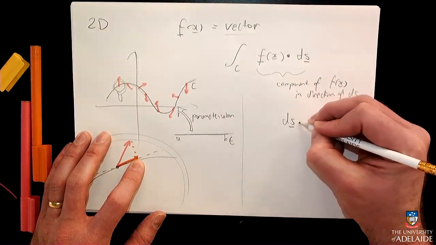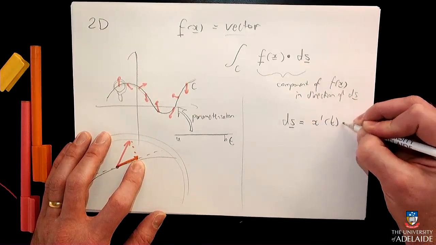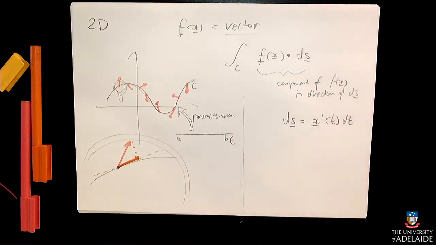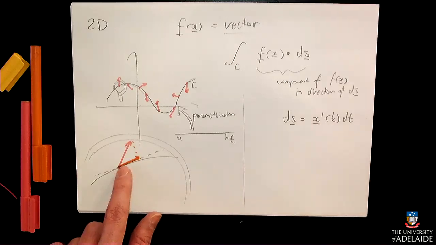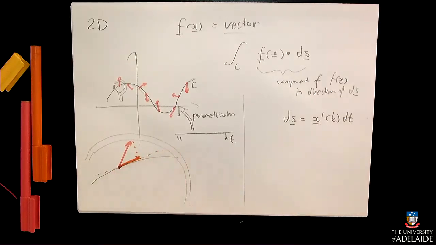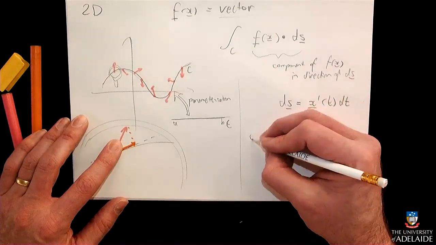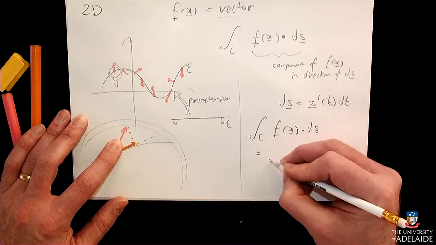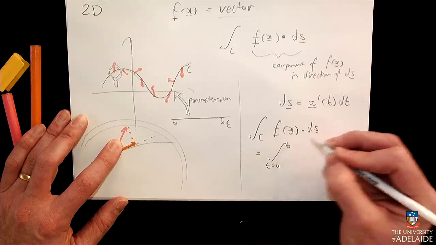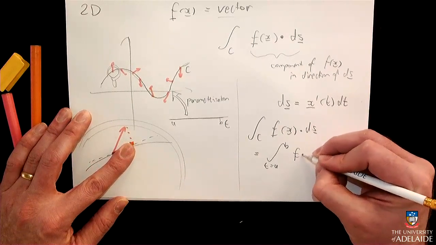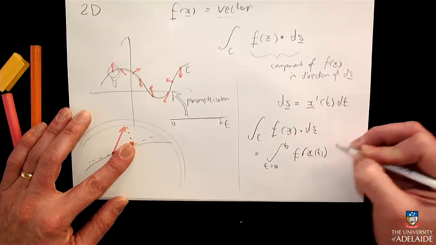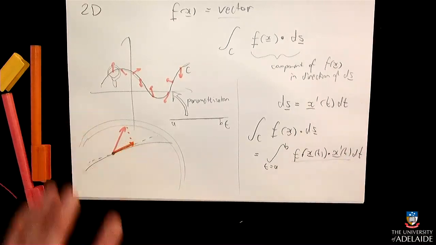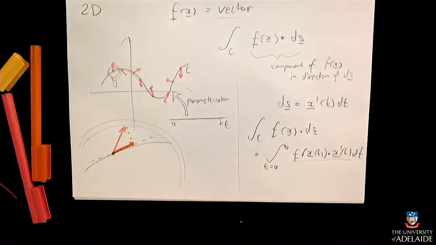We know that ds is actually the derivative of x dt, and this is a vector. It's the direction, that's this vector here. And therefore this is the integral, t goes from a to b, of f of x of t dot x dashed of t dt. And this thing here will come out to be a number because it's a dot product, and we can do the integral.